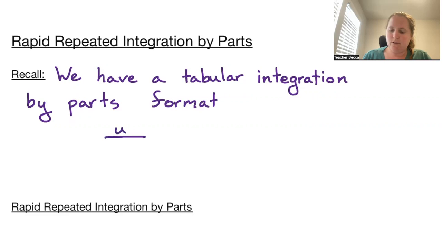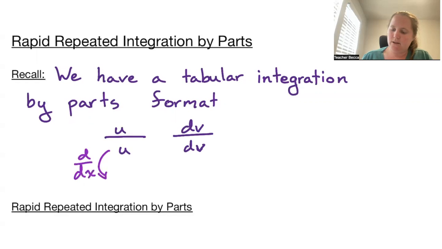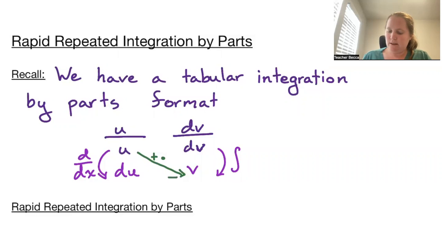Where we have our u and dv. And we pick our u and dv and then differentiate on the left, integrate on the right. And that gave us du and v. And then integration by parts said we took the positive product on the first diagonal, and then we took minus the integral of the product of the bottom row for our integration by parts formula.